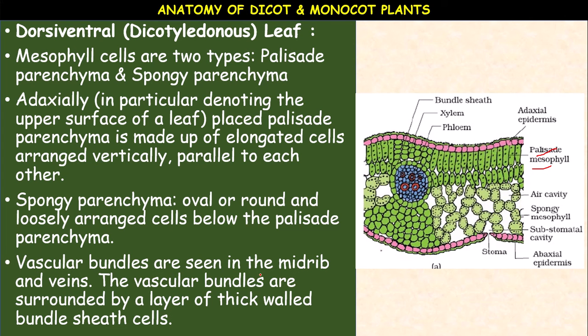The vascular bundles are seen in the midrib region. If you take a leaf, what is the midrib region? So, this is a leaf. So, this is the midrib region. Okay, if you take the section of the midrib region, here it denotes the midrib region where these vascular bundles are present. The vascular bundles are surrounded by a layer of thick walled bundle sheath cells. So, these bundle sheath cells are present. Okay.